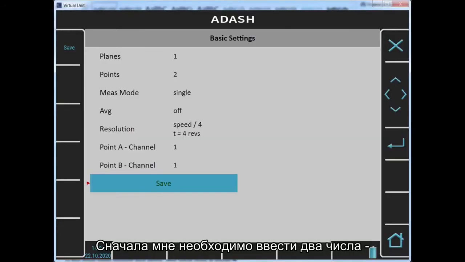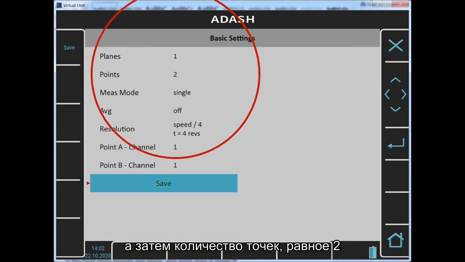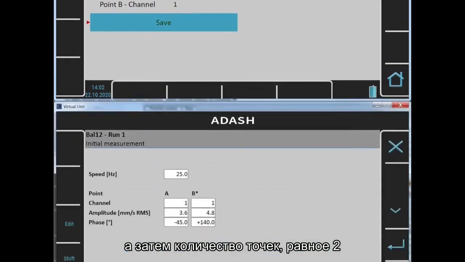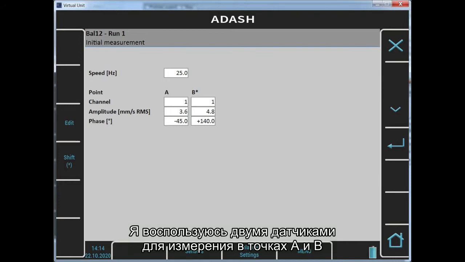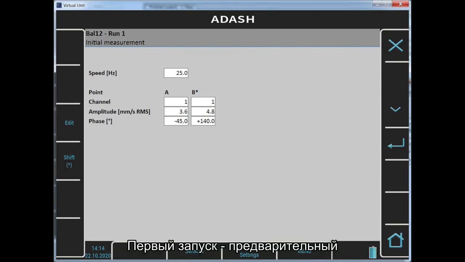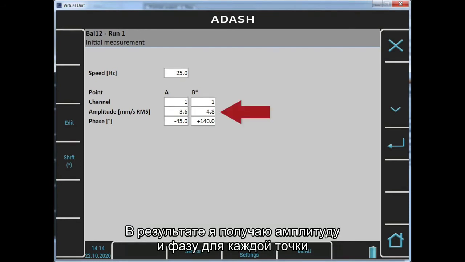I need to enter two numbers in the beginning. The number of planes, it's 1. Next, the number of points, it is 2. The next steps are the same as for standard balancing. I use two sensors for points A and B. The first run is the initial run. I get the amplitude and phase for each point.